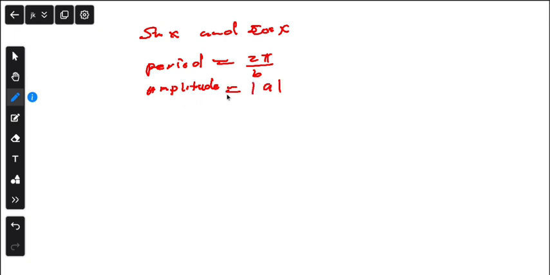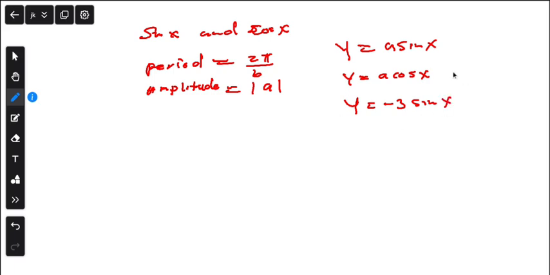Meaning for amplitude, you can get amplitude as a negative. So let's start with the amplitude. The amplitude is just the modulus of a. The format has to be like y is equal to a, and then here you are going to have any trigonometric function, or you can have y being equal to a cosine x. Now, it depends on the value that you are having here. You can have y being equal to negative 3 sine x, and you have been asked to plot this graph. So what is going to be the amplitude?